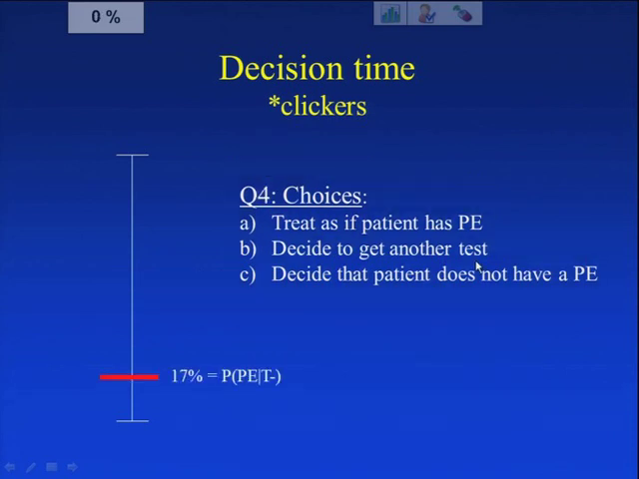What about this consideration? Now you've gone from 25 down to 17%. What's your decision here? Do you treat them as if they have a PE? Do you still need to get another test? Or do you decide that 17% is low enough?